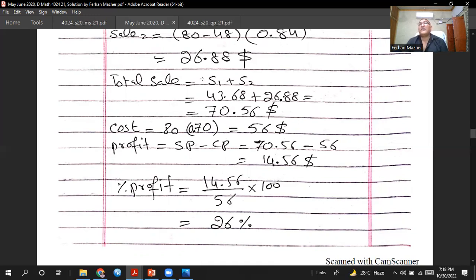Now the percent profit is profit divided by the cost multiplied by 100. So the profit is 14.56, and the cost is 56, multiplied by 100. So 14.56 divided by 56 multiplied by 100 will be 26%.